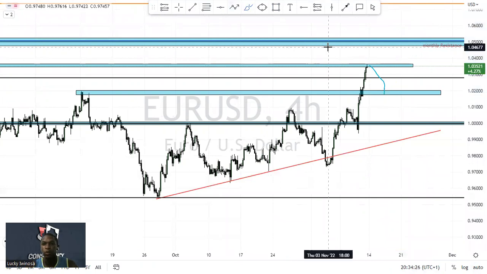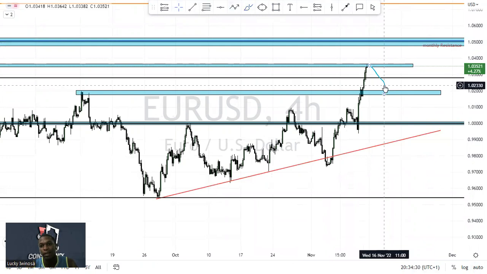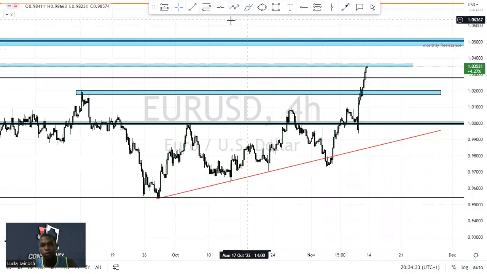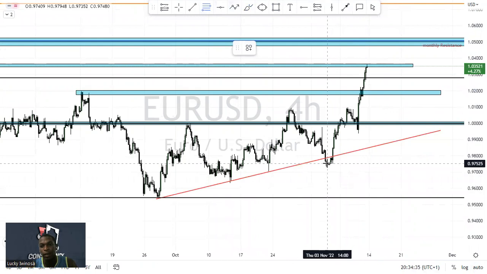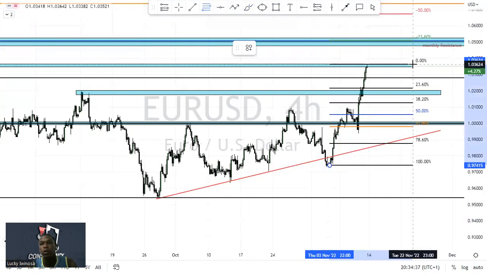So pay attention to every possible turning point because I'm not a magician. I can't tell you precisely the price that price is going to turn around from. Anybody that predicts the market and tells you, hey, market is going to turn around here.